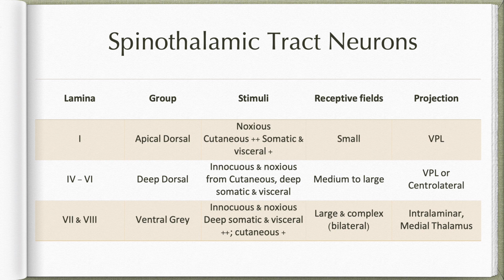The neurons in lamina 7 and 8 form the ventral gray group. Again, they receive both innocuous and noxious stimuli, but they receive input predominantly from deep somatic and visceral structures, and very few fibers come from the skin. These cells have relatively large and complex receptive fields, some of them having even bilateral representation, and they project to the intralaminar or medial thalamic nuclei.